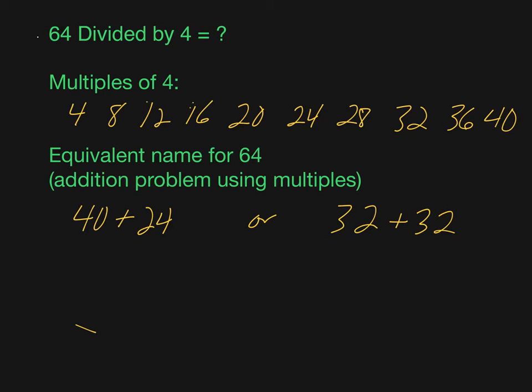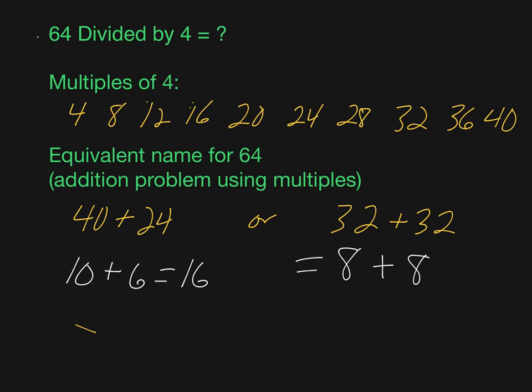Alright, so now I ask myself how many 4's go into 40. I know it takes 10. How many 4's does it take to give me 24? That's 6. For a total of 16. Now let's look over here at my 32's. 4 times what gives me 32? I know it's 8. So 8 plus 8 also equals 16.